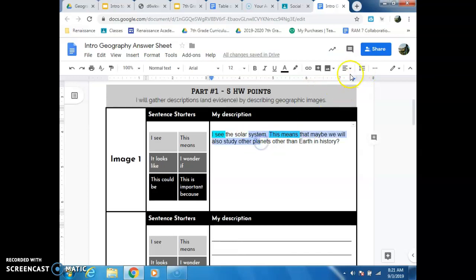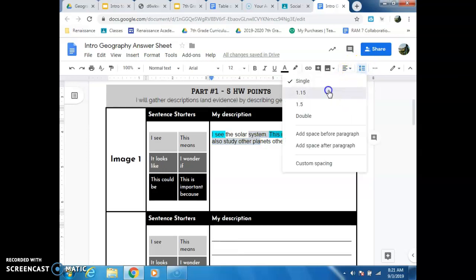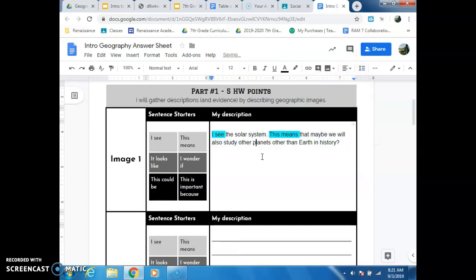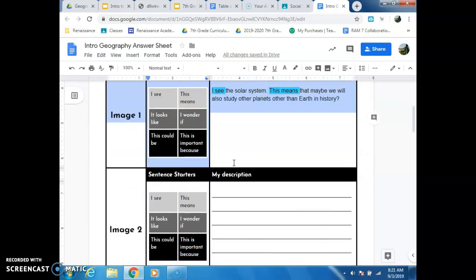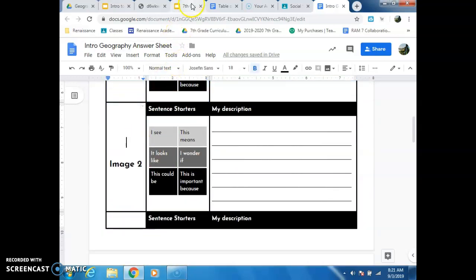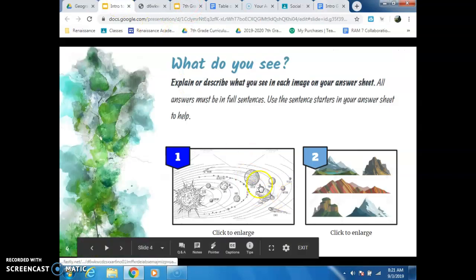But if I'm going to make a prediction about Mr. Rod, just based on this picture he showed us, I mean, he's showing us other planets. So maybe we'll be looking at other planets in history? Who knows? But look at that. Image 1, done. Let's go to image 2. I'll do one last image with you guys. Let's click to enlarge this one. Here's image 2 right here.